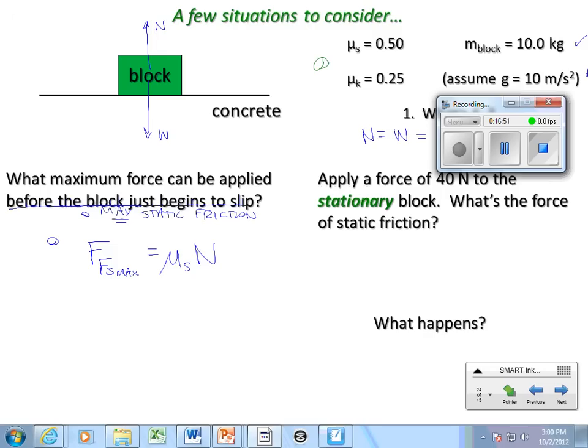An applied force of 40 newtons to the stationary block. That was Shanks. No, it wasn't.